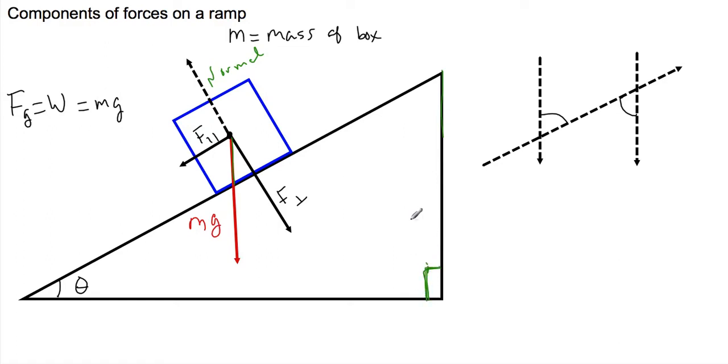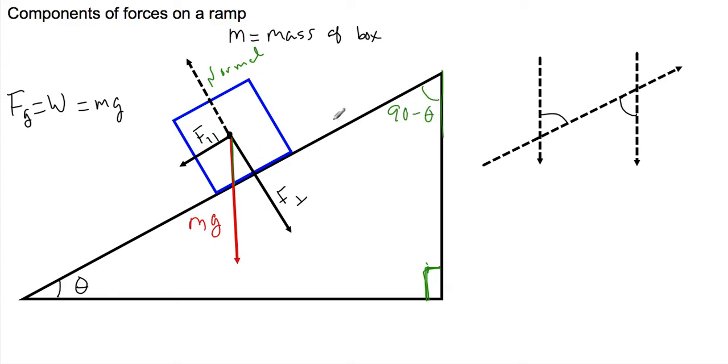Sorry about the bad drawing, but that's 90 degrees here. If this is theta, this is 90, the total of all three of these angles must be 180. Well, I can subtract 90 from that right away. So this angle here would equal 90 minus theta.